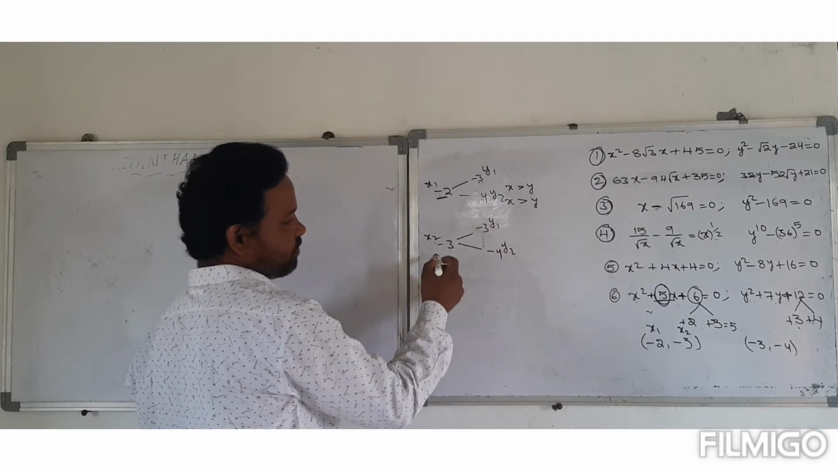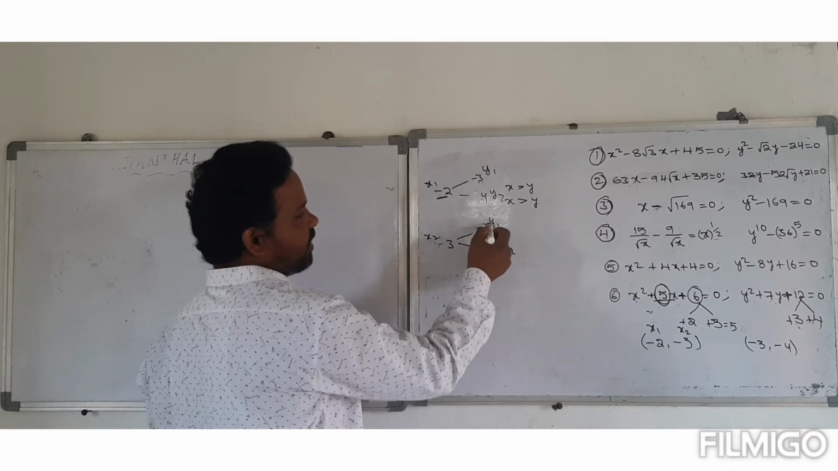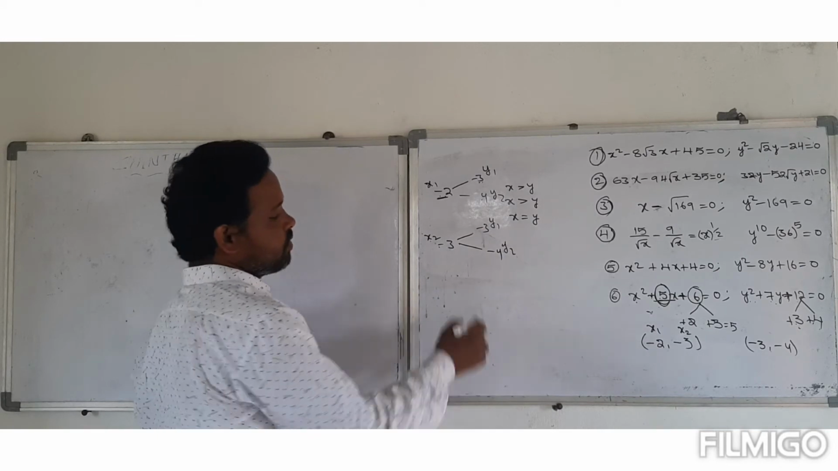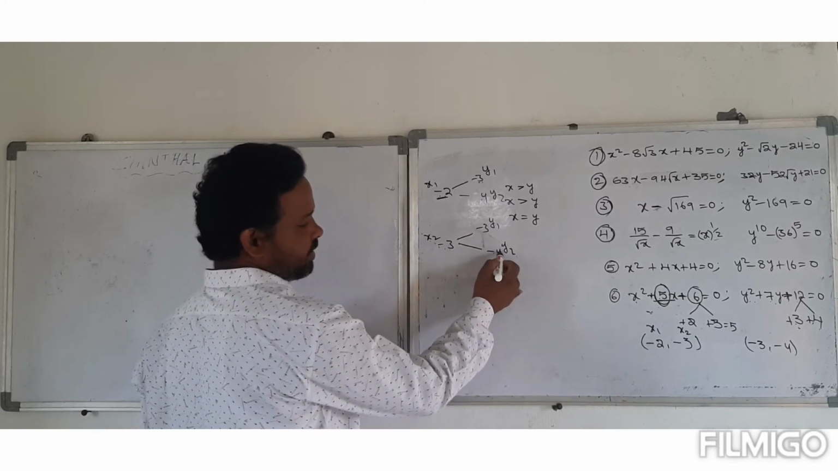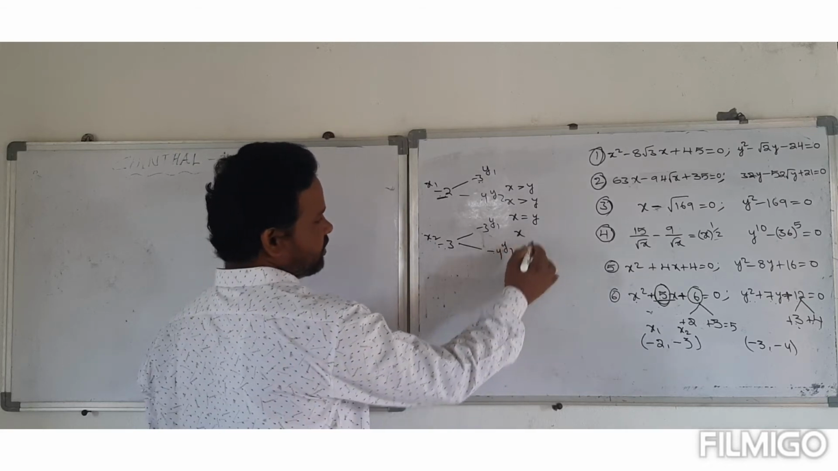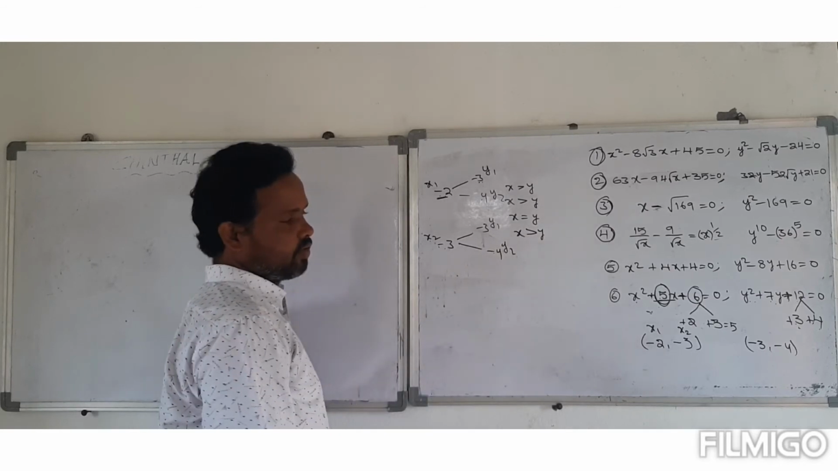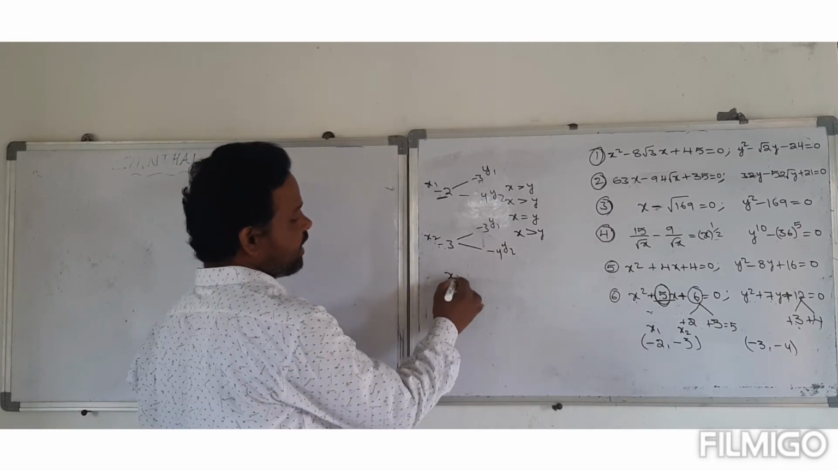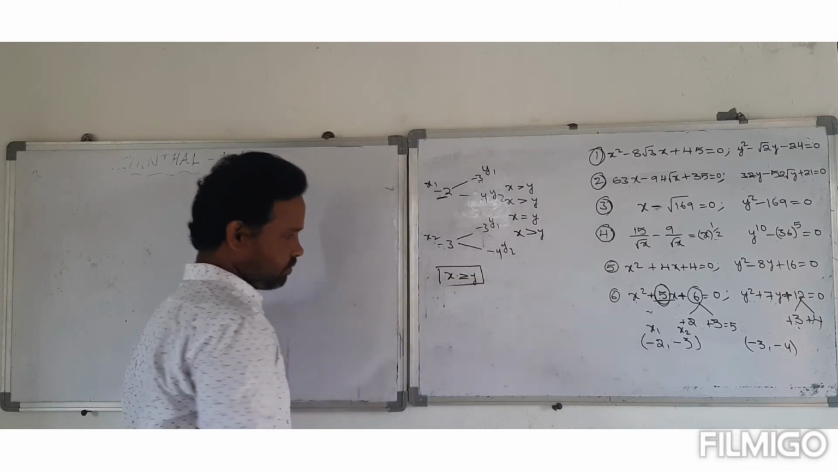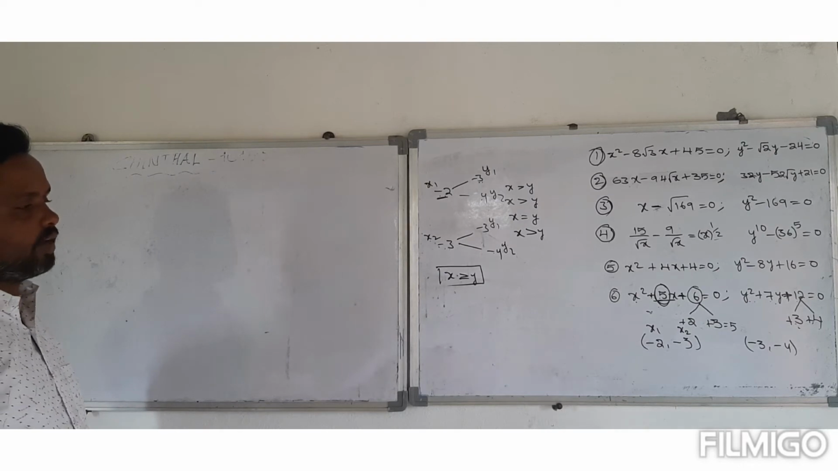The relation between x value and y value: minus 3 and minus 3, in this case x is equal to y. Minus 3 to minus 4 means x is greater than y. Finally, our answer is x is greater than or equal to y.